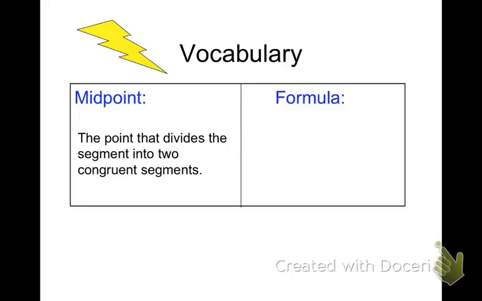The point that divides the segment into two congruent segments.